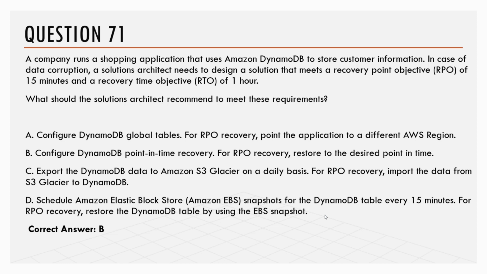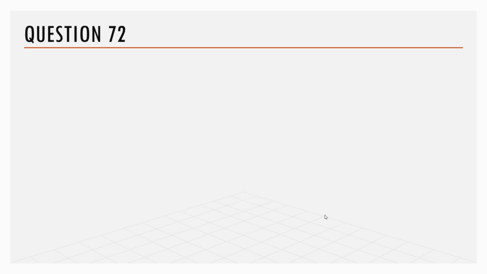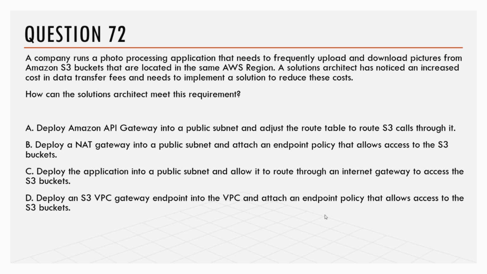Now let's look into the correct option. Correct option is B, configure DynamoDB point in time recovery. For RPO recovery, restore to the desired point in time. Now let's look into the next question, question number 72.